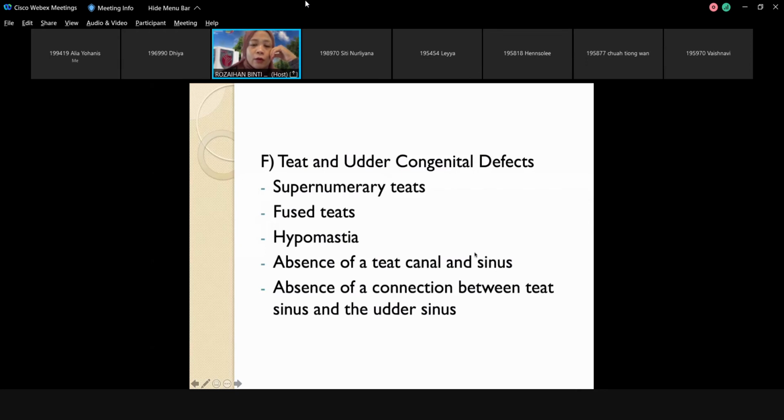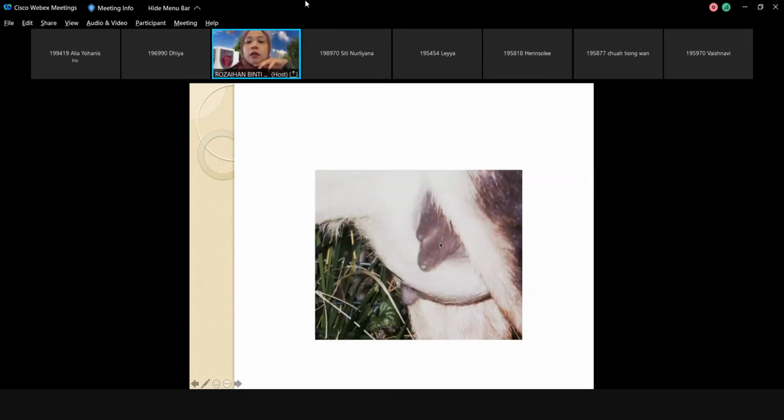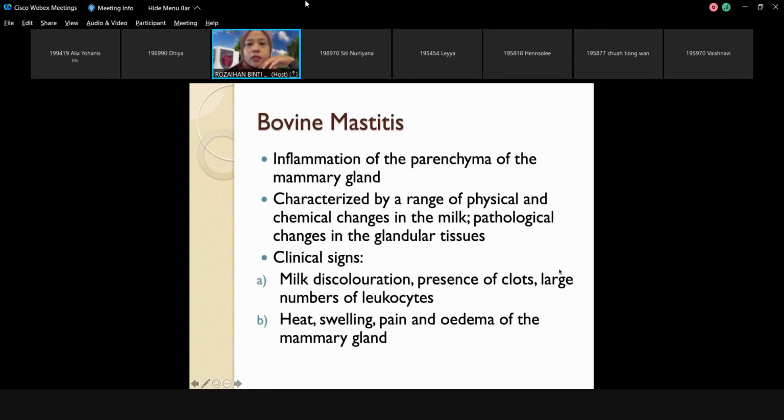Sometimes the animals might also have absence of the teat canals, teat sinus, absence of the connection between the teat sinus and the other sinus. So if this happens, meaning that the mammary gland would not be working, would not be functioning. Okay, so this is an example of the fused teat. It has two teats, but it is actually fused to each other. Okay, so one might be working, but one might just be an accessory teat.